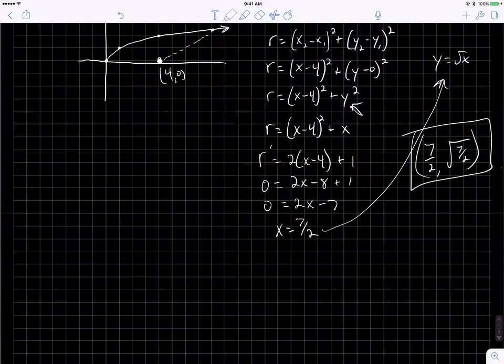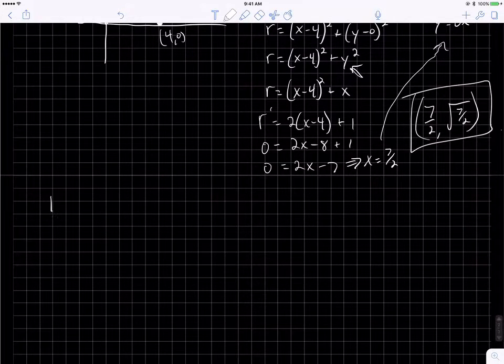Oh, for the PDF, I just realized I went on to the next page. I'm going to say that x equals 7/2, and then I plug it in to get that. Okay, so now we're on 14.